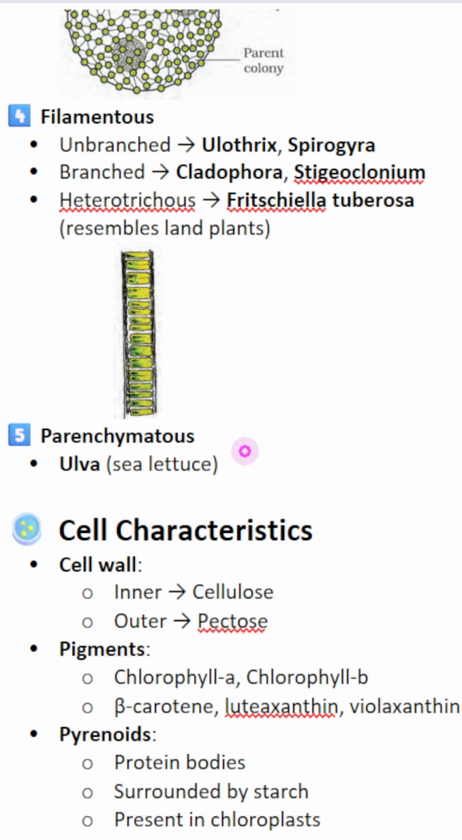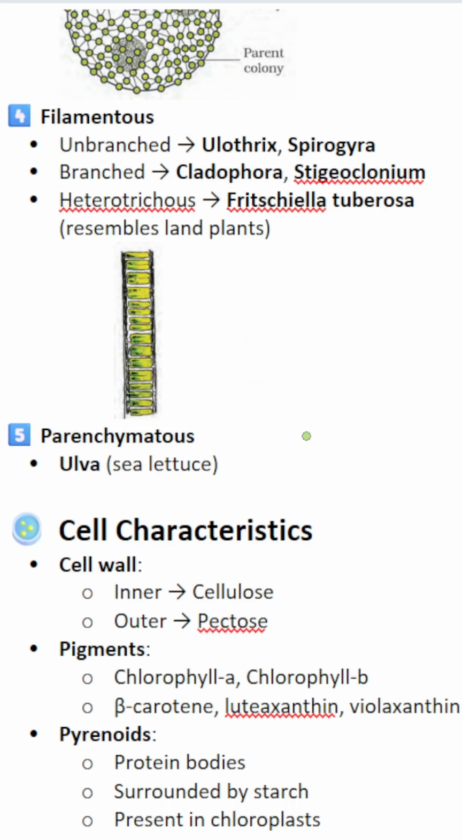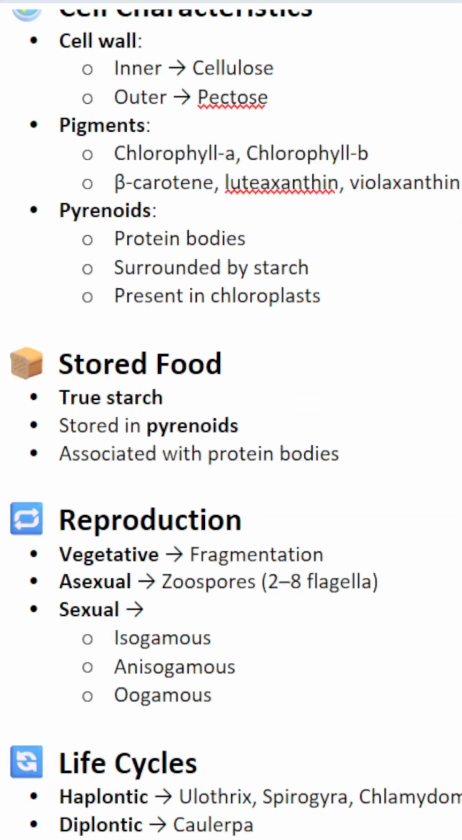Now let's move to the advanced type, called parenchymatous, which looks like a thallus-like organization. This is the structure of an Ulva-like structure. Ulva is mostly a thallus with a parenchymatous nature. The body is differentiated like this. This is parenchymatous, and this is the structure of the plant called Ulva. Clear? Now let's move into cell character.